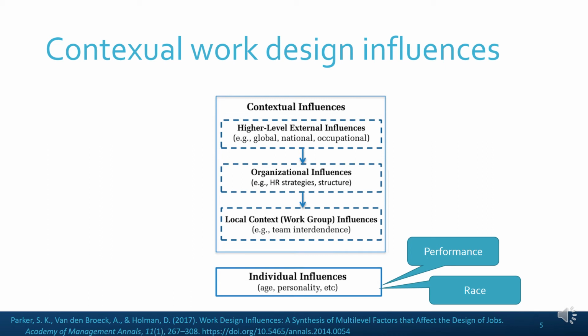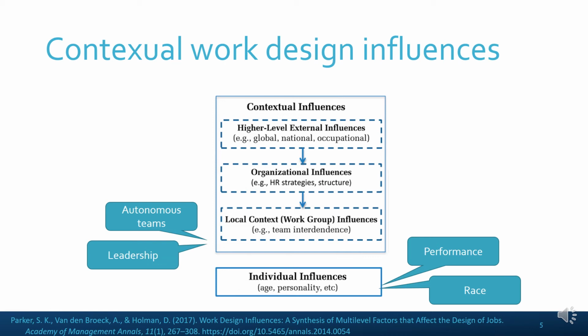At the local level, teams really matter. Envision autonomous teams who decide to delegate the autonomy to other team members. But autonomous teams can also decide to make rules and regulations to limit the autonomy of individual members. Also, leadership matters at a local level. Think, for example, of transformational leaders. They're known to design more motivational jobs than other leaders.